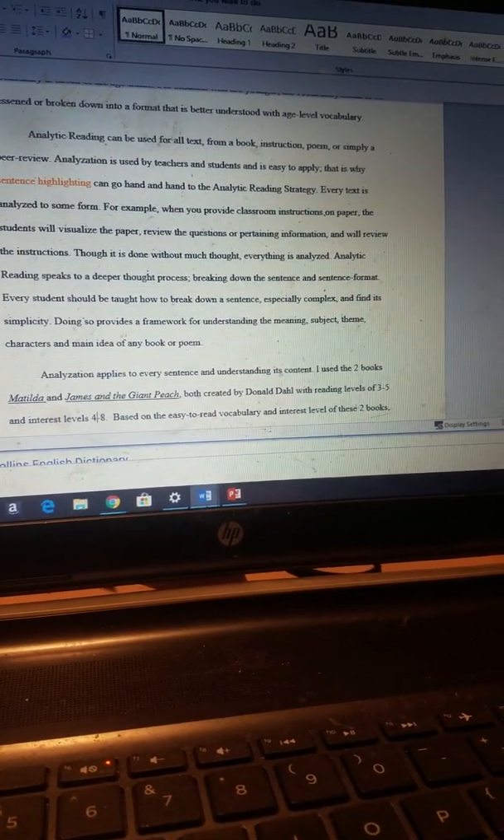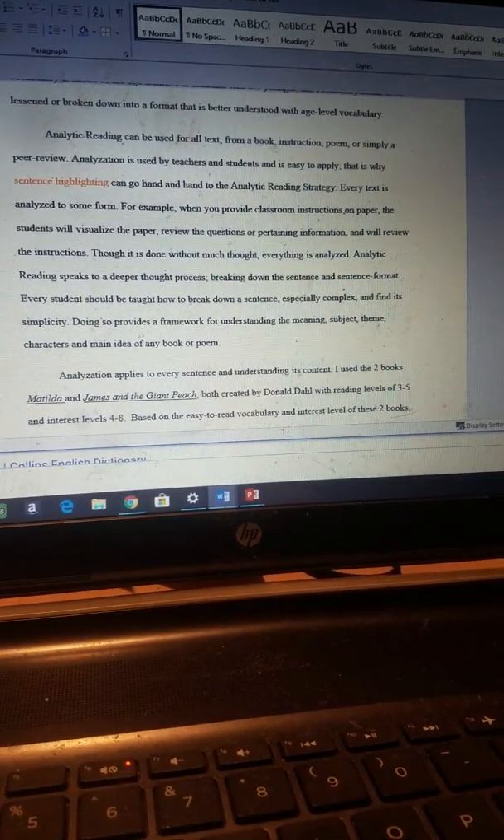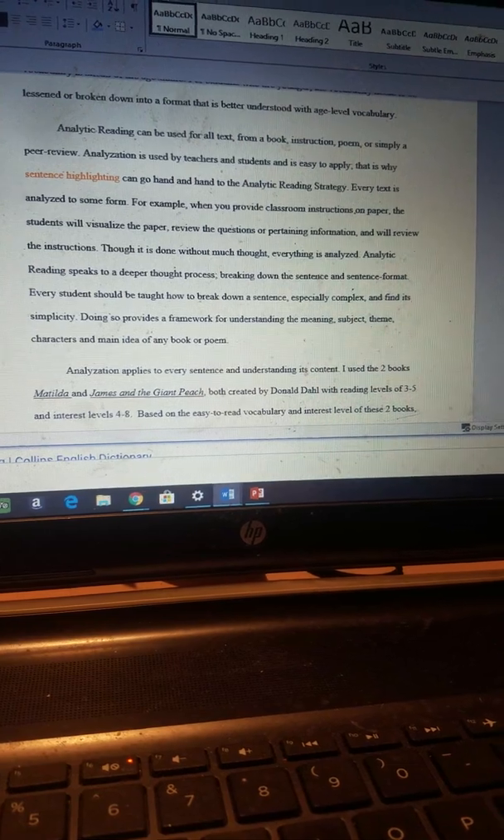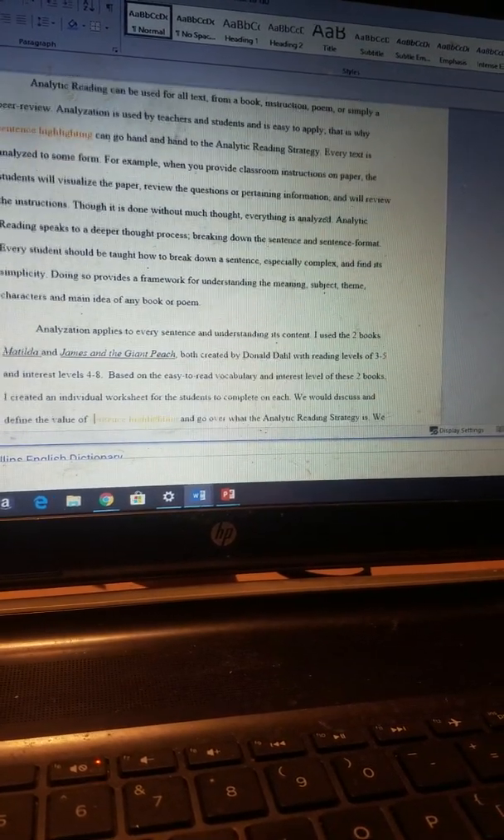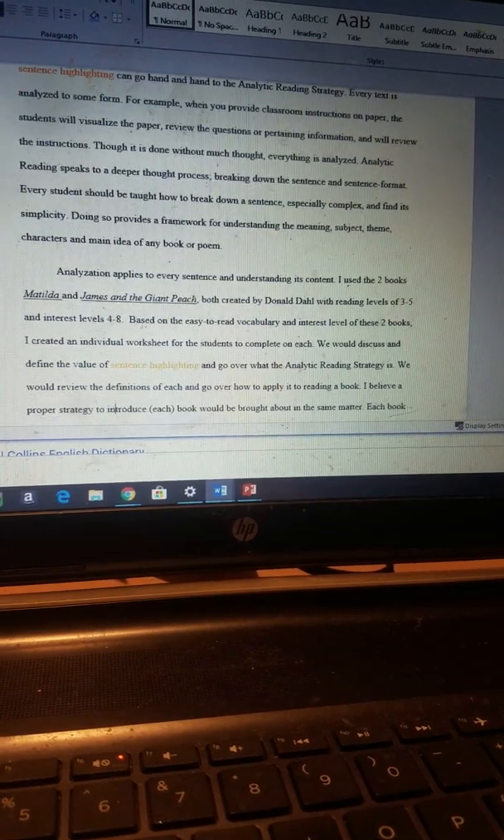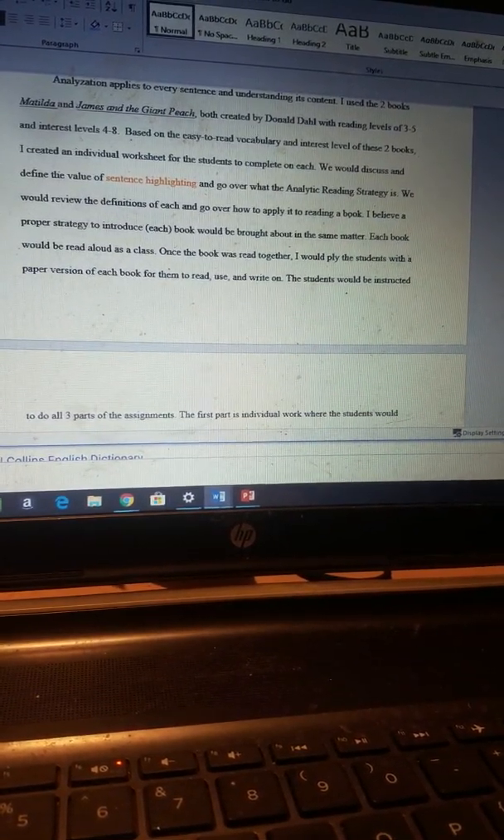Analytic reading speaks to a deeper thought process, breaking down the sentence and sentence formatting. Every student should be taught how to break down a sentence, especially complex, and find its simplicity. Doing so provides a framework for understanding the meaning, subject, theme, characters, and main idea of any book or poem. Analyzation applies to every sentence and understanding its content.